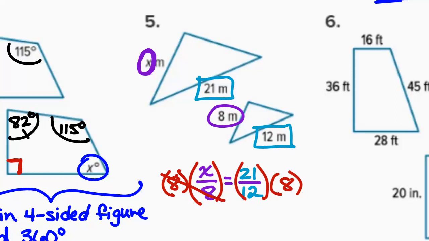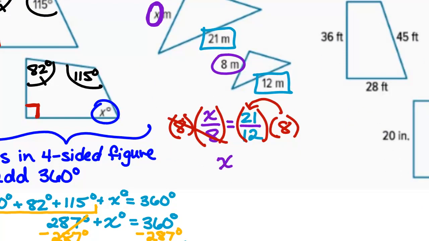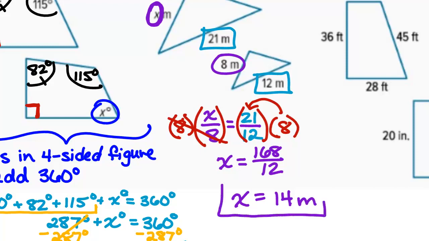It's going to cancel the denominator on the left. It's only going to distribute to the numerator on the right. So I would have X equals, what's 21 times 8? 168 divided by 12 is what? It's 168 divided by 12. 14. Is X supposed to have units with it? Yes, what kind of units? Meters, so 14 meters.